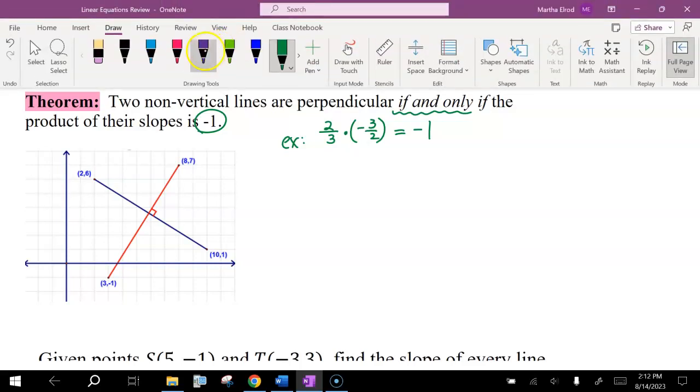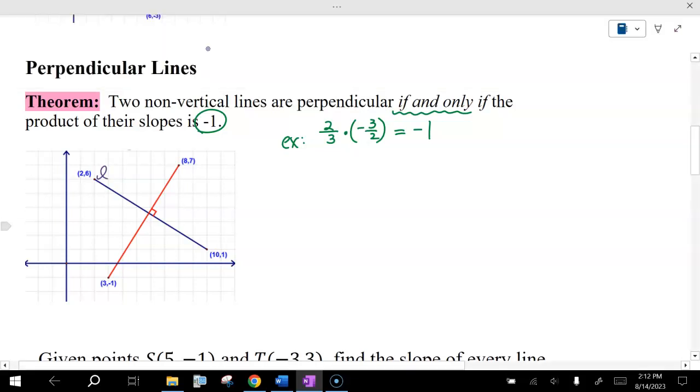Now let's take a look at this example that we've been shown here. Let's call this line L, and I'll call this one J. So if I'm looking at the slope of line L, I'm going to take my difference in my y values, so 6 minus 1 over 2 minus 10. Well, this is the same line we had before, and so our slope is 5 over negative 8.